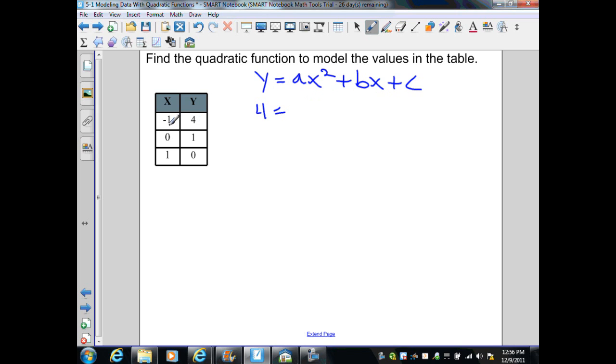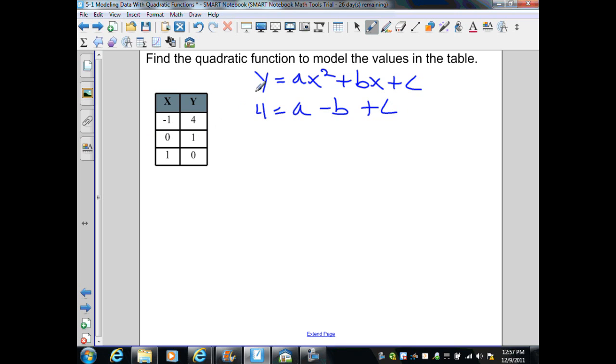In place of x, I'm going to plug in a negative 1. A negative 1 squared is 1, so 1a. In place of x, I'm going to put in a negative 1. A negative 1 times b is a negative b, plus c. So now I have an equation of just a's, b's, and c's. Let's do the same thing with the second ordered pair.